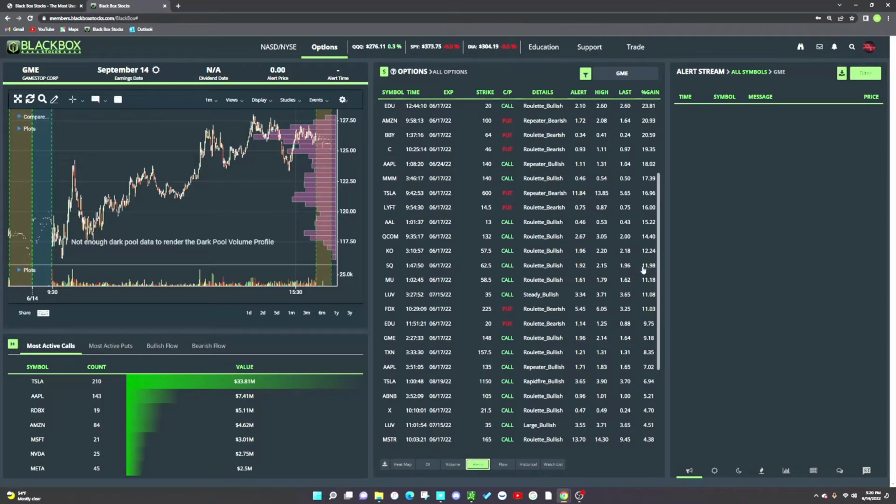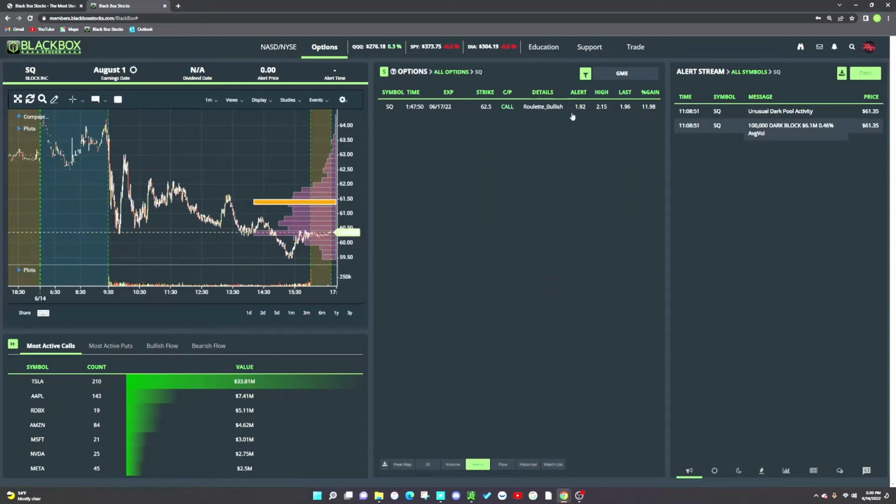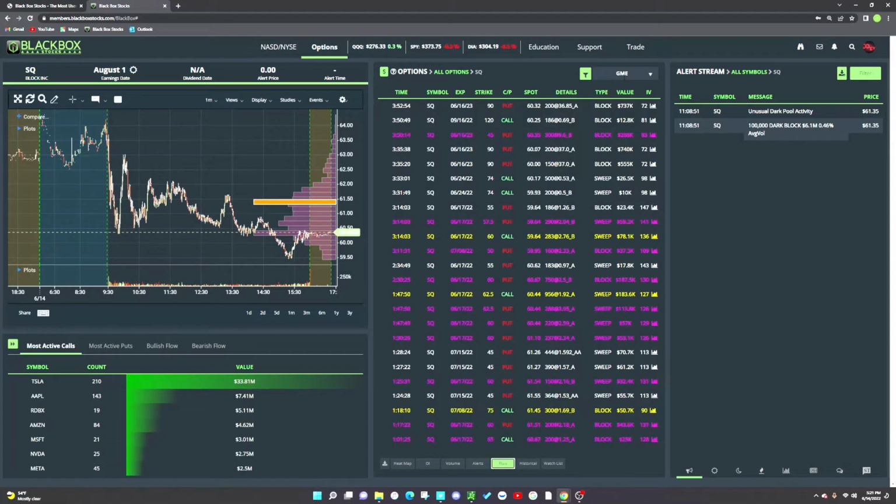What about Square? Okay. So Square, we have a dark pool print right here. Unusual dark pool activity at 11:08. So 100,000 share block, 6.1 million at 61.35 came in. Price is trading below it. Now, generally, if price is trading below a dark pool print, that's bearish. You would assume that's a sell, but I wouldn't truly look at it that way as much as I would look at it as someone was interested at that price. So 61.35.